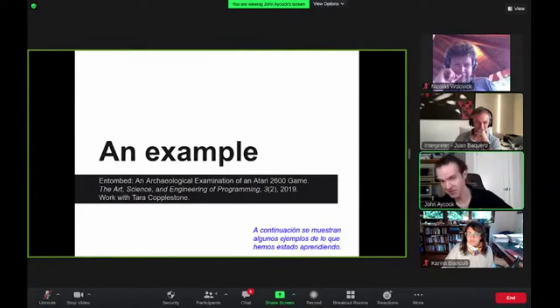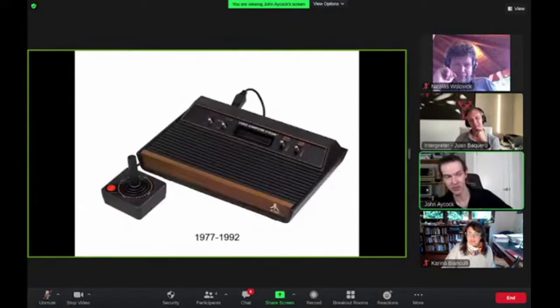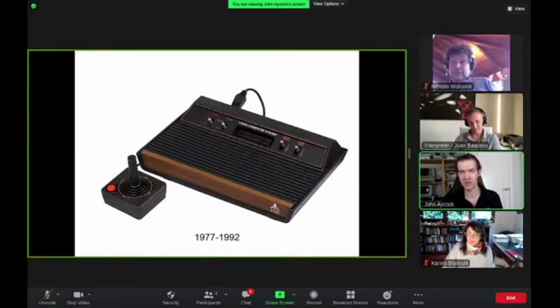So this first example involves a game for the Atari 2600. This was a game console that came out in 1977 and lasted a surprisingly long time until 1992.